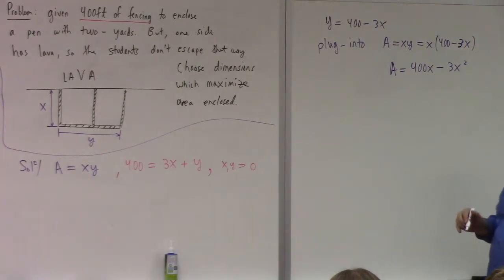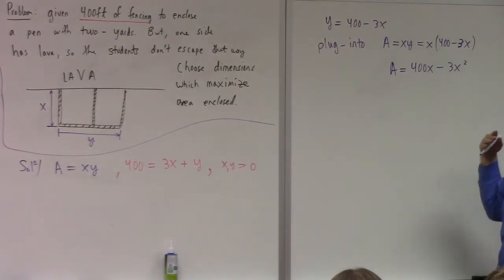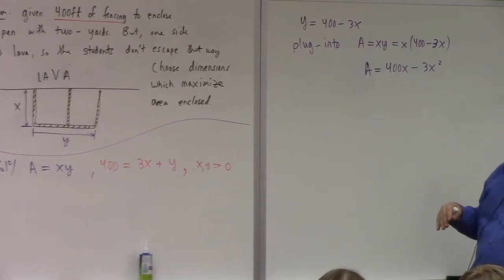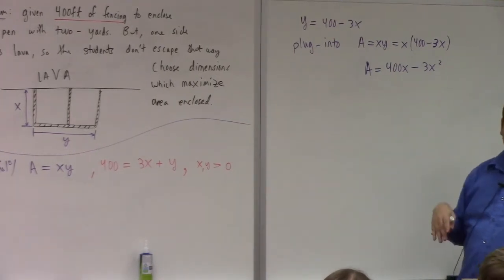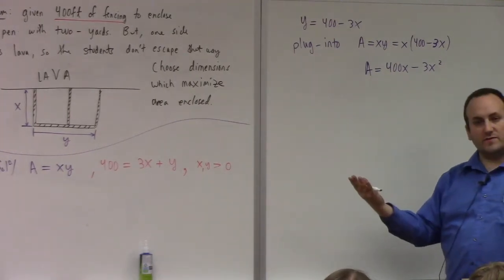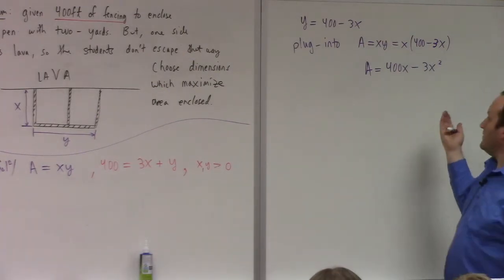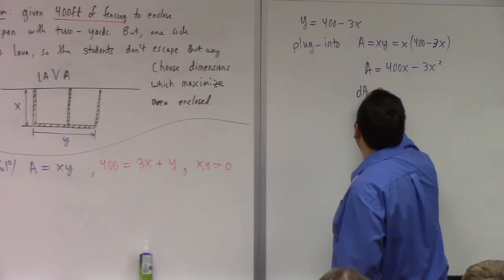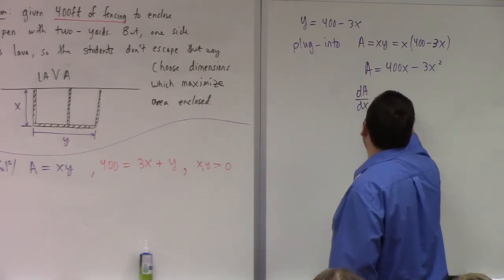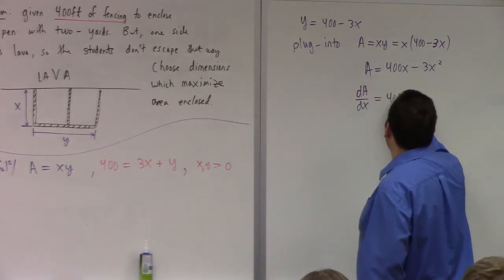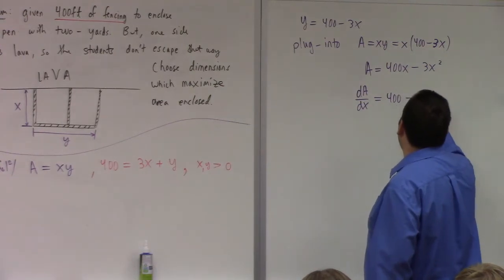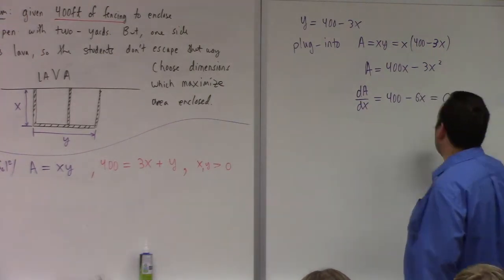And there you go. Now I have an optimization problem. Now I just go back and do what we were doing earlier today: find the critical points, and see what it tells you. So we set dA/dx equal to 0, which gives me 400 minus 6x equals 0.